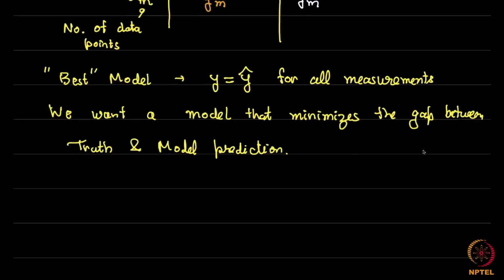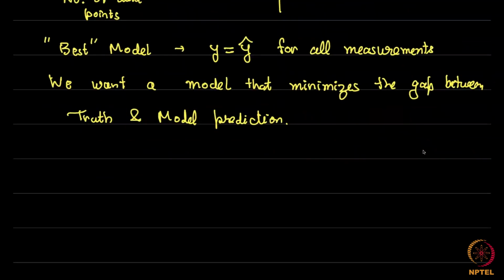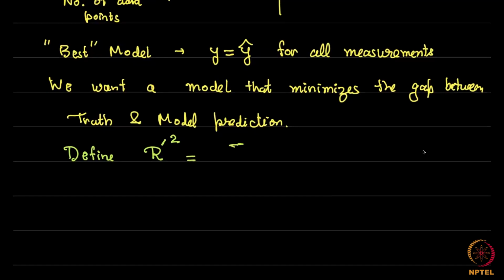And the way we go ahead and do that is to define a new quantity. So we define this quantity called r prime square. Okay, I'll tell you why it is called r prime square shortly. So this is a summation of the gap between yi and y hat i square. Okay, sum of the square divided by something I'm going to call sigma i square. This goes from i equal to 1 to the number of measurements m. Okay. What does this mean?